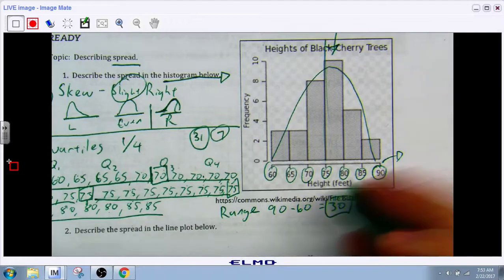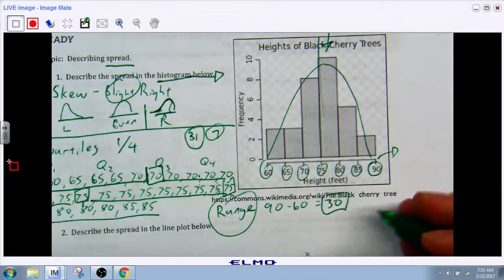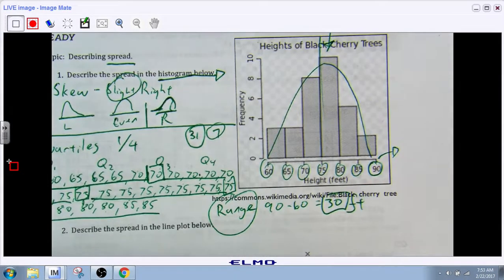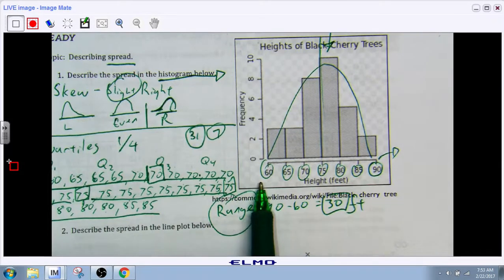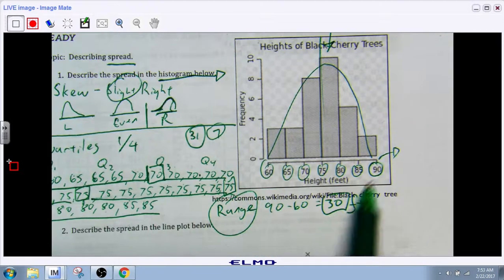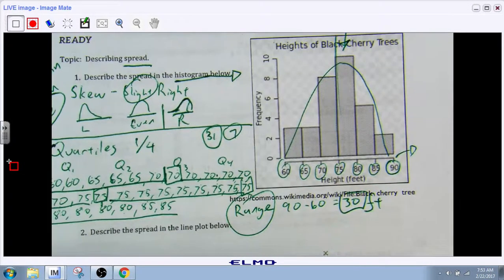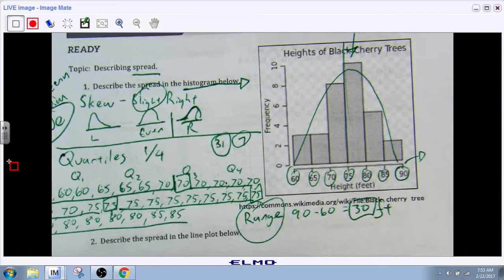They're anywhere in that range. They're anywhere in that 30-foot range. So if we had a cherry tree that was 100 feet tall, it'd be like, wow, that's weird. Or if we had a cherry tree that was like 20 feet tall, it'd be like, wow, that's weird. But we expect our range to be within that 30 feet. Okay. So those are the things I'm looking for.